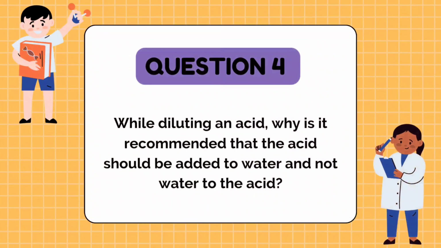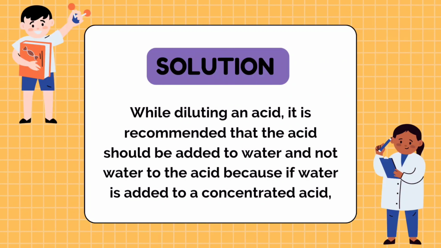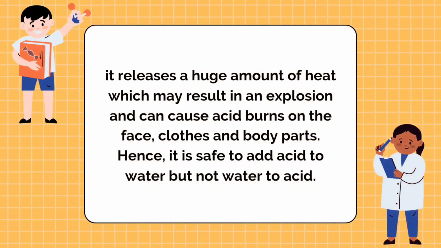Question 4. While diluting an acid, why is it recommended that the acid should be added to water, and not water to the acid? Solution. While diluting an acid, it is recommended that the acid should be added to water and not water to the acid, because if water is added to a concentrated acid, it releases a huge amount of heat which may result in an explosion and can cause acid burns on the face, clothes and body parts. Hence, it is safe to add acid to water but not water to acid.